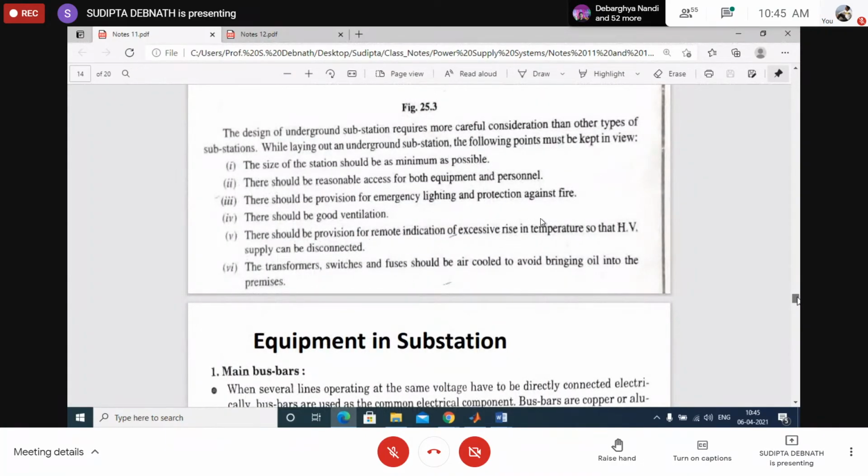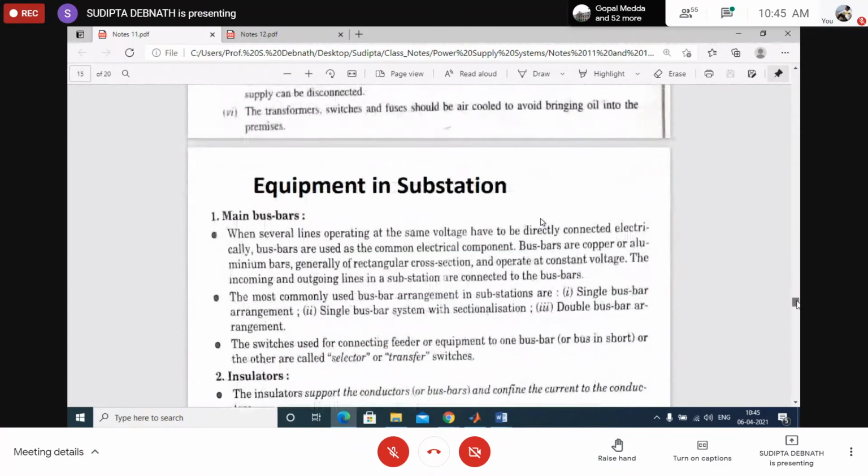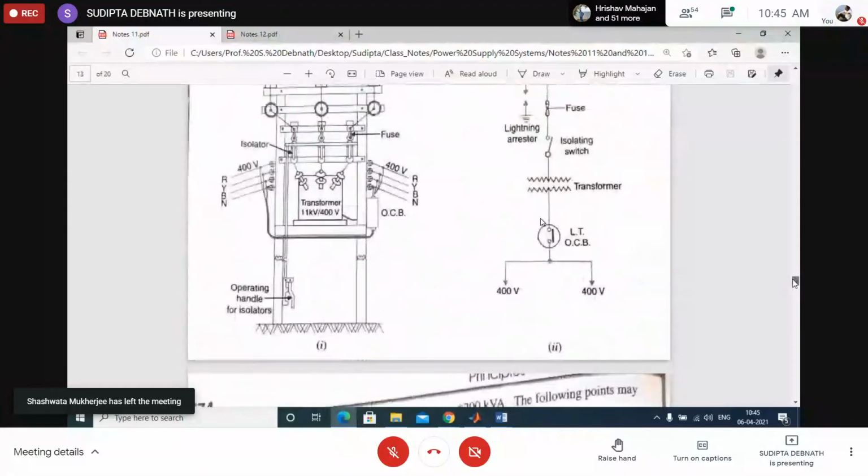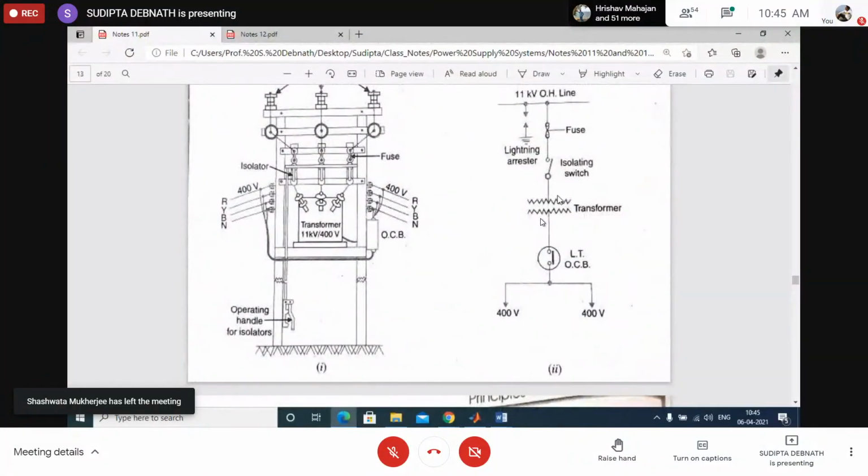Next, what are the equipment present in a substation? From this figure, you can easily understand the equipment present in a substation. This is called the bus bar. Suppose one line is 11 kV, another line is 400 kV. So what is this line called? This is called the 11 kV bus bar, and this is called the 400 kV bus bar. Bus, B-U-S, bar, B-A-R, because these are all conductors or rectangular bars.